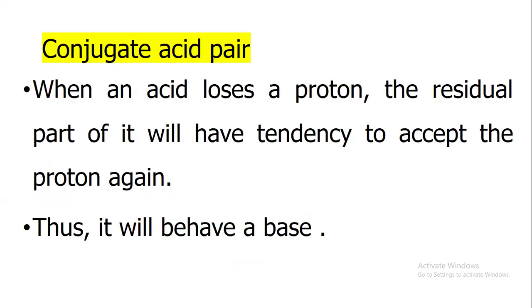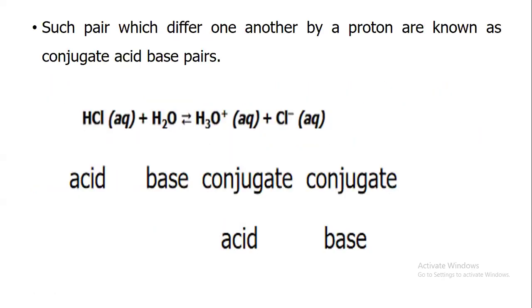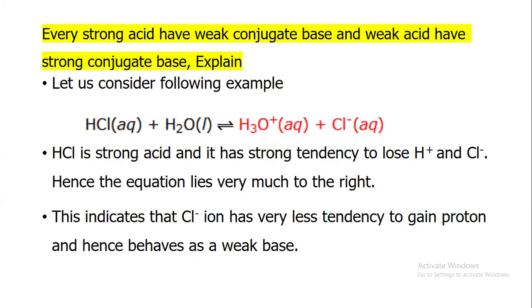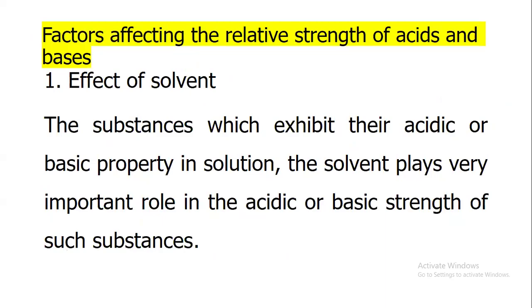Conjugate acid pair. When an acid loses a proton, the residual part of it has a tendency to accept the proton again. Factors affecting the relative strength of acids and bases: effect of solvent. For solvents that exhibit acidic or basic properties in solution, the solvent plays a very important role in the acidic or basic strength of such substances.